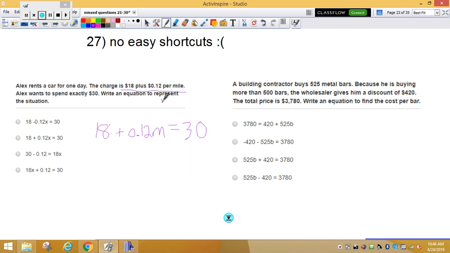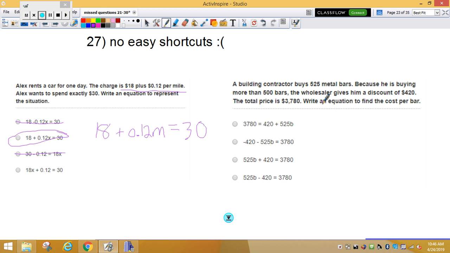Write an equation to represent the situation. So here's my equation. Now, they used x's instead of m's, but that's fine. So this says 18 minus, but that's not right because it said it was a plus. This says 18 plus 12 cents equals 30. That's the one that's going to be right. And then again, this was a minus, so that's not right. And this had the x in the wrong spot.